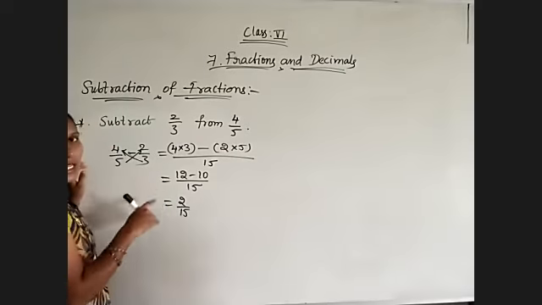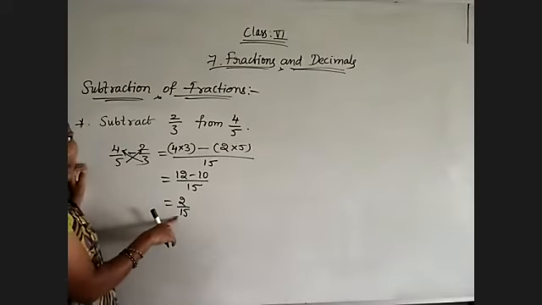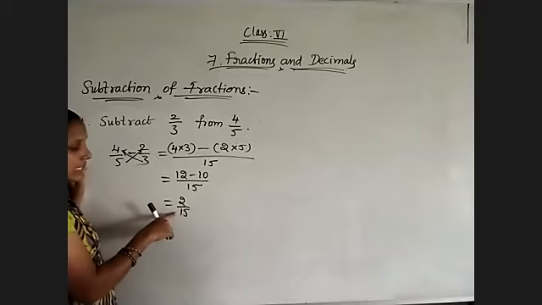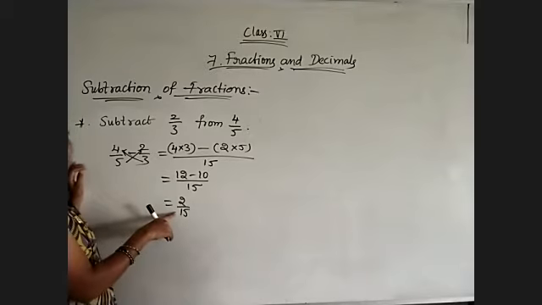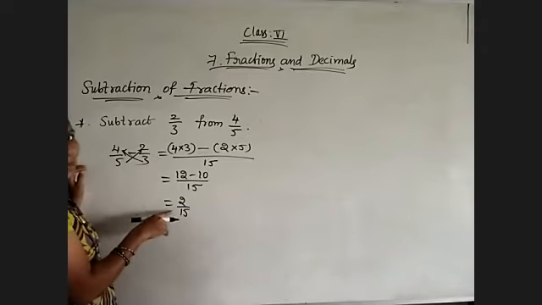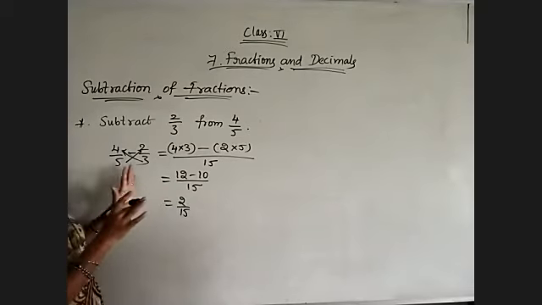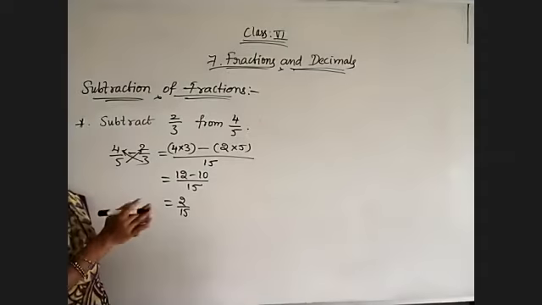Still any cancellation is possible? No. 2 and 15 do not have any common factors and also it is in the lowest form. Okay. And next, it is a proper fraction. If you are getting improper, convert it into a mixed fraction. Okay. So this is about subtraction of fractional numbers.